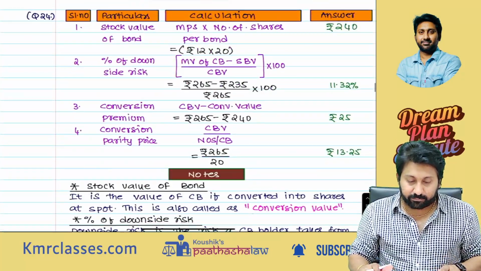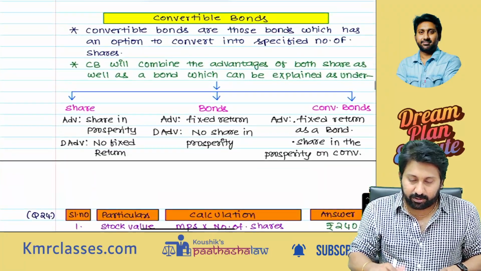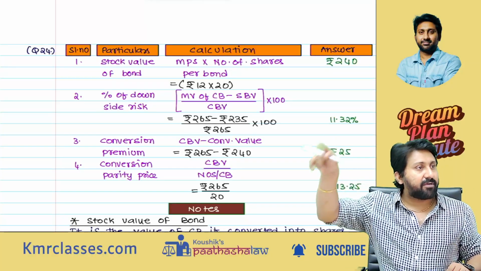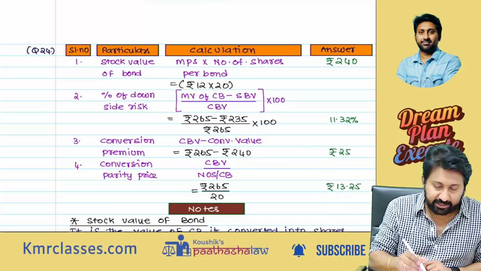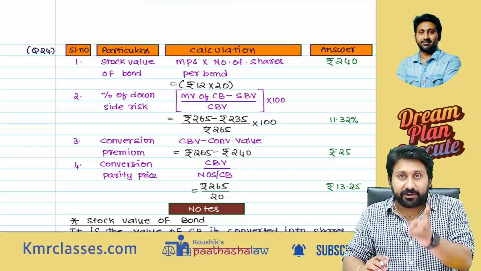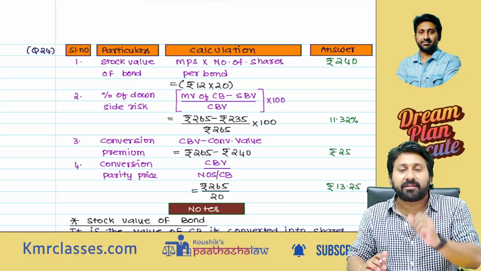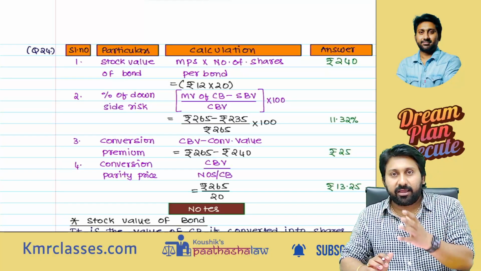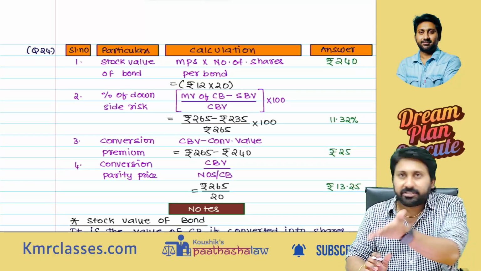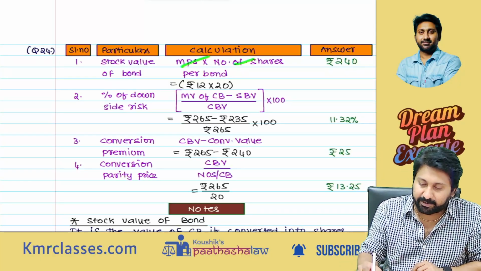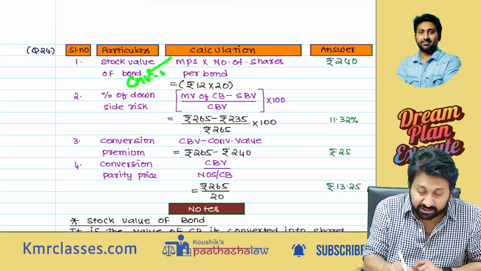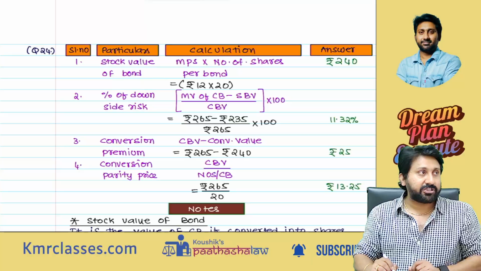Next, very important, convertible bonds. There are 6 formulae. 4 I have written here, 2 I will show you. Number 6, stock value of the bond. If the bond is converted into shares, what will be the value? One bond will be converted into some number of shares. So on conversion, what is the value? Number of shares into the market price per share is the stock value of the bond. This is also called the conversion value.